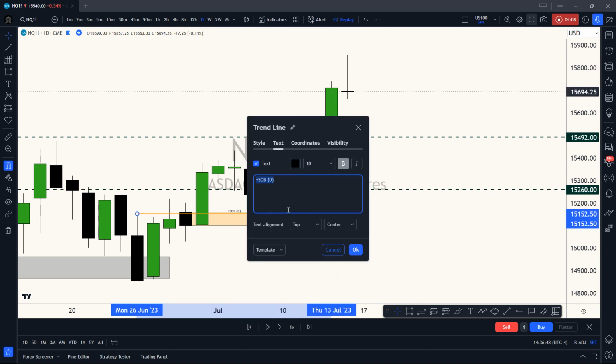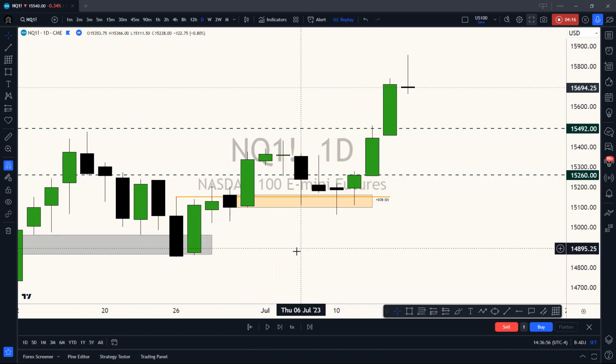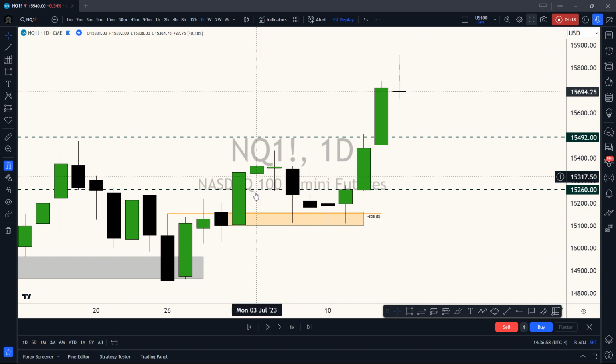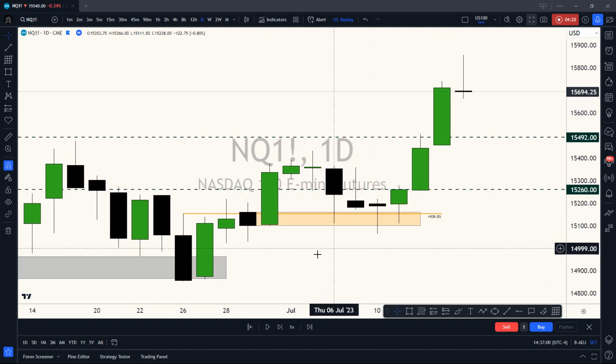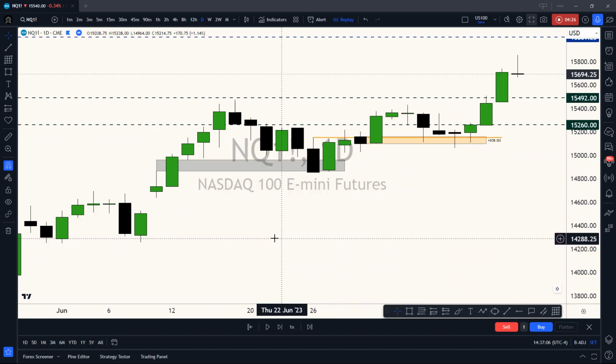Okay. Bottom right. There you go. Based on time of day, we can actually tell how we can treat this setup. Why? Or explain to me more.